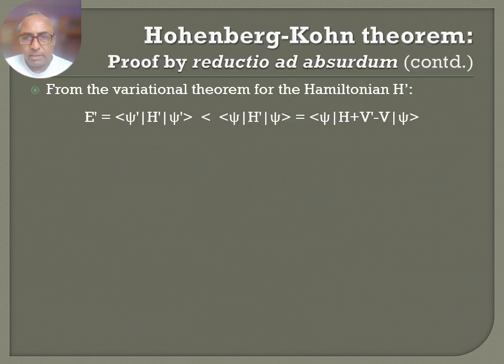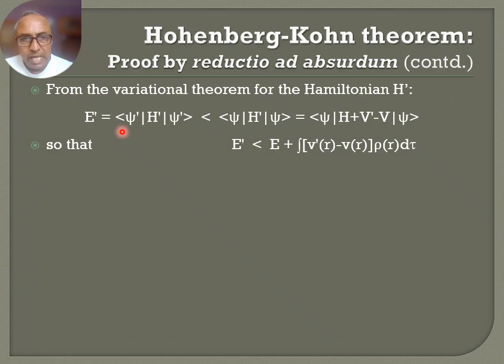From the variational theorem for the Hamiltonian H', we know that E', which is the expectation value of H' with the wave function ψ', has to be less than the expectation value of H' with some other wave function ψ, and the right hand side can be written as ⟨ψ|H + V' − V|ψ⟩. But ⟨ψ|H|ψ⟩ is just E, and therefore E' has to be less than E plus ∫(V'(r) − V(r))ρ(r)dτ.